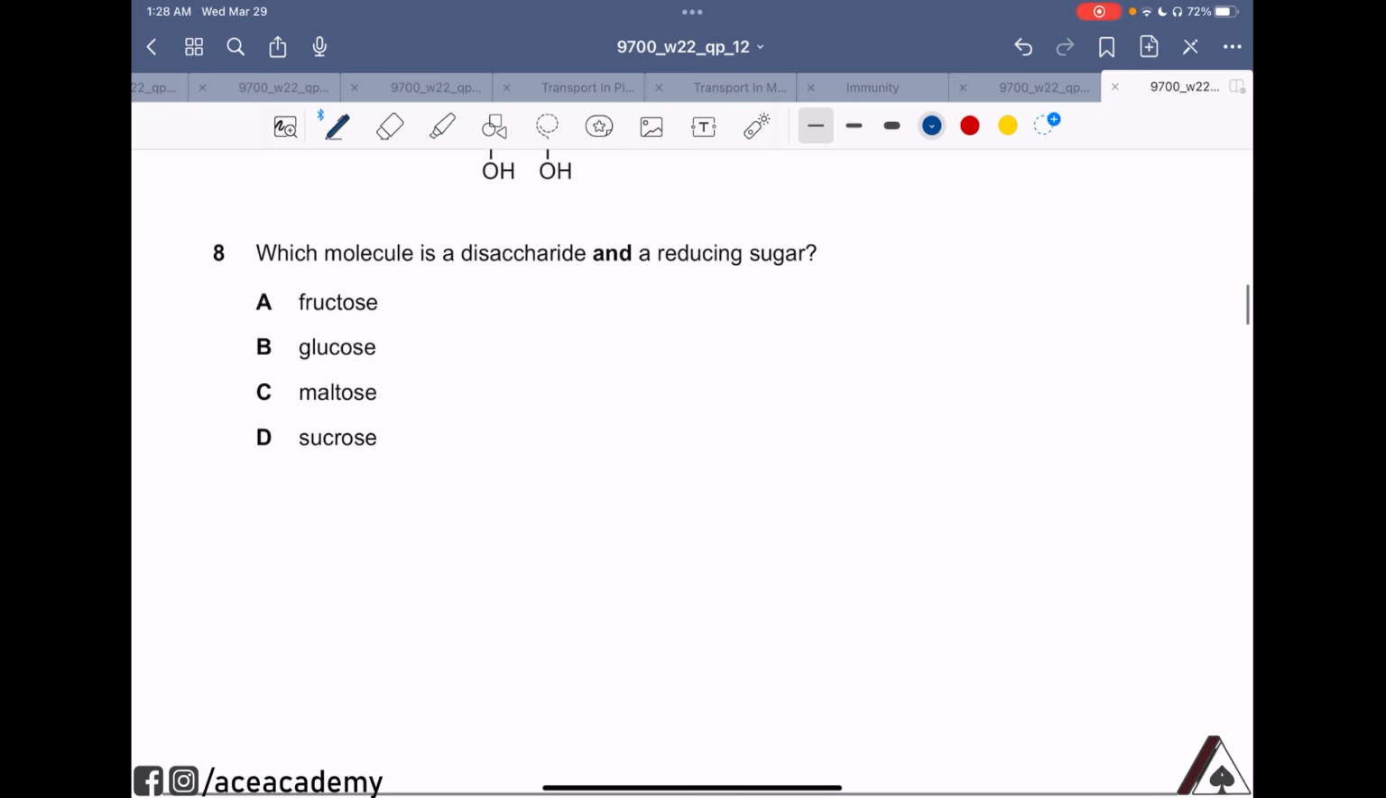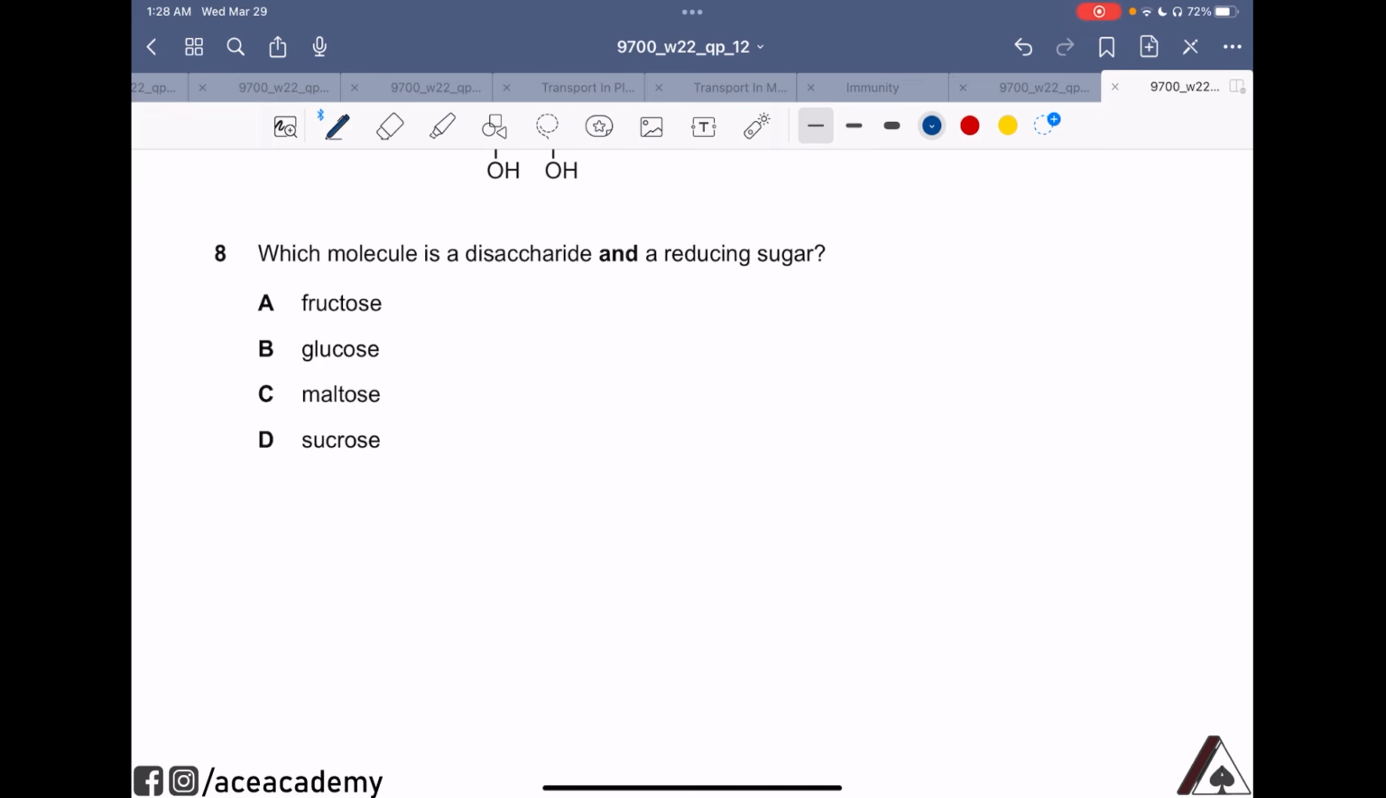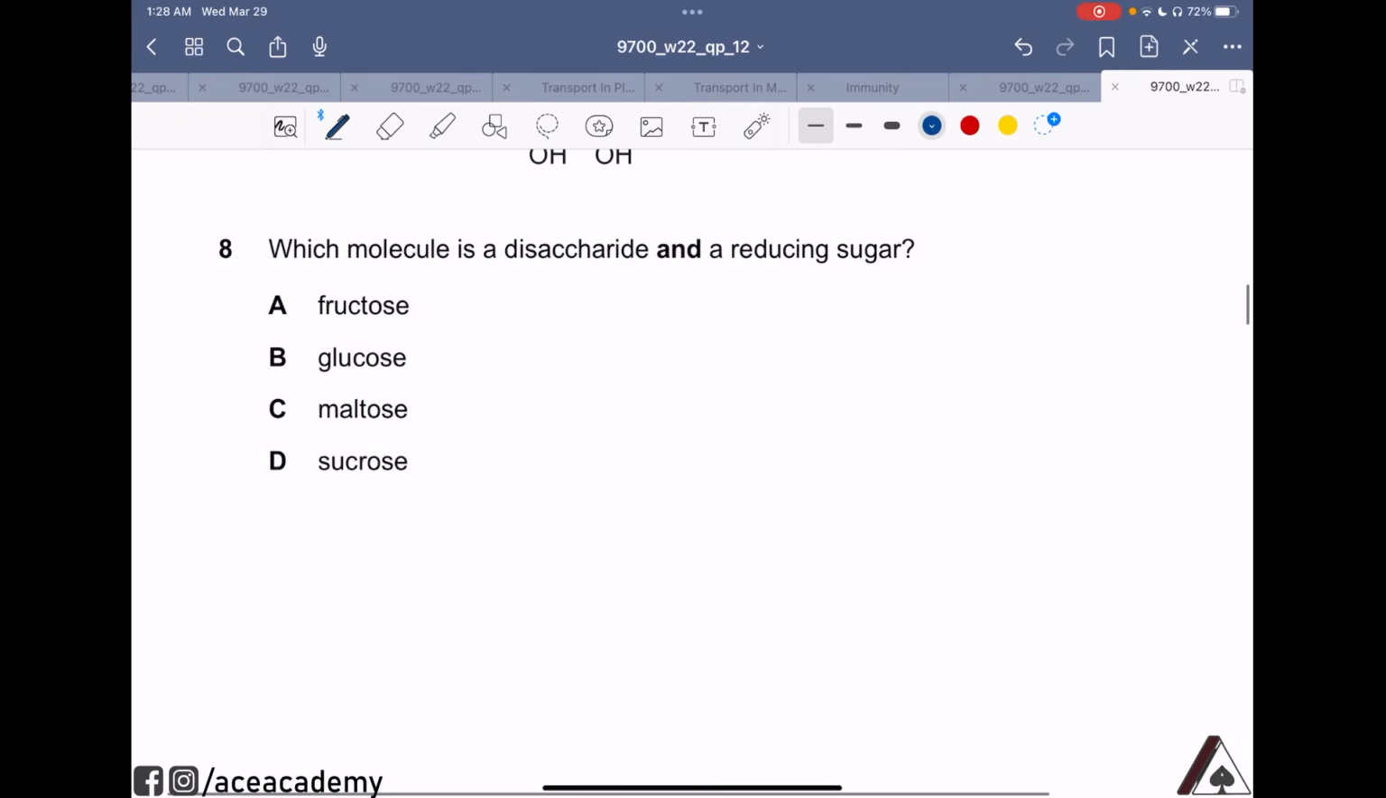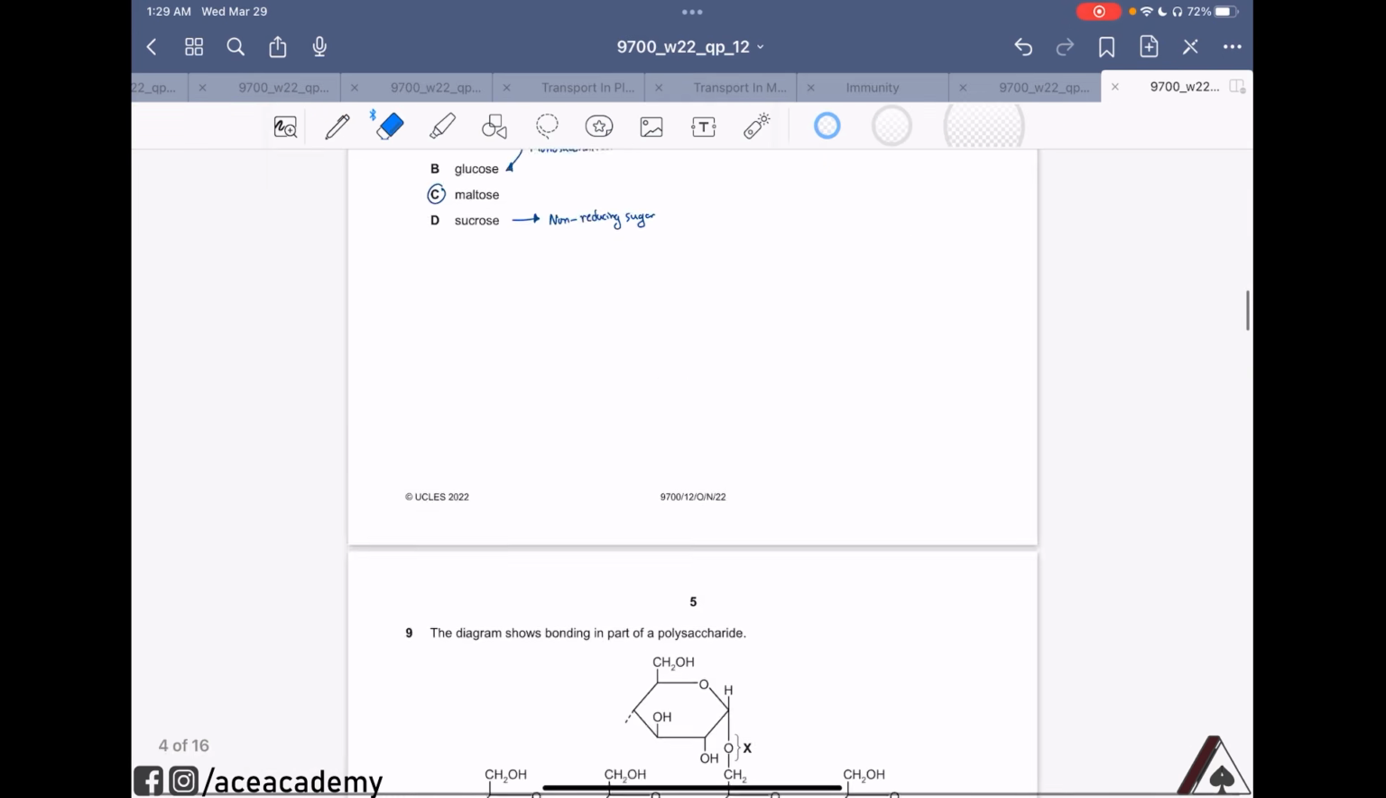Question number 8. What is a disaccharide and a monosaccharide and a reducing sugar? Well, both of them, fructose and glucose, these are monosaccharides. So these are automatically wrong. Both maltose and sucrose are disaccharides. However, sucrose is a non-reducing sugar. That leaves us with only maltose as the answer because maltose is both a disaccharide and a reducing sugar. So, question number 9.